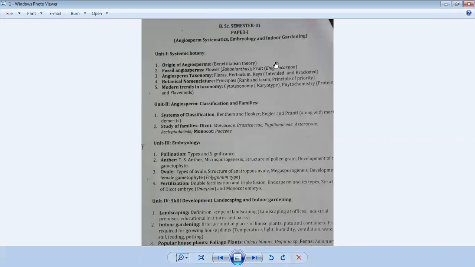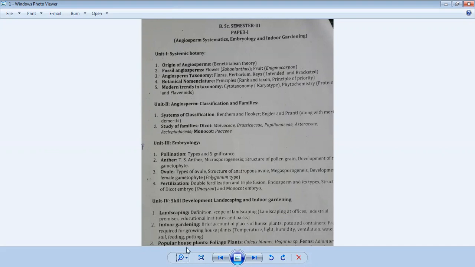So dear students, in the previous lecture we started the topic which is part of angiosperm systematics, embryology and indoor gardening. As per our distribution, we have divided this paper 1 into 4 units, unit 1, 2, 3 and 4, and we have started unit number 3, which is the part of embryology.